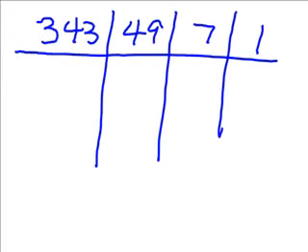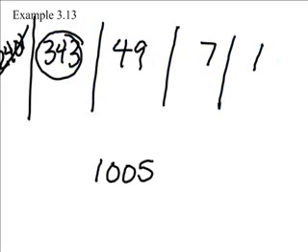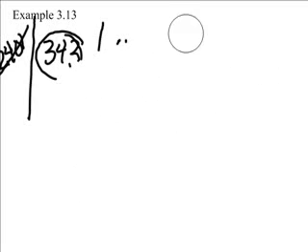Okay, so we're going to set up a place value chart where we have our powers of 7, and we're going to start to divide. So we're going to begin by dividing 343 into 1005. Let's get a clean work area.